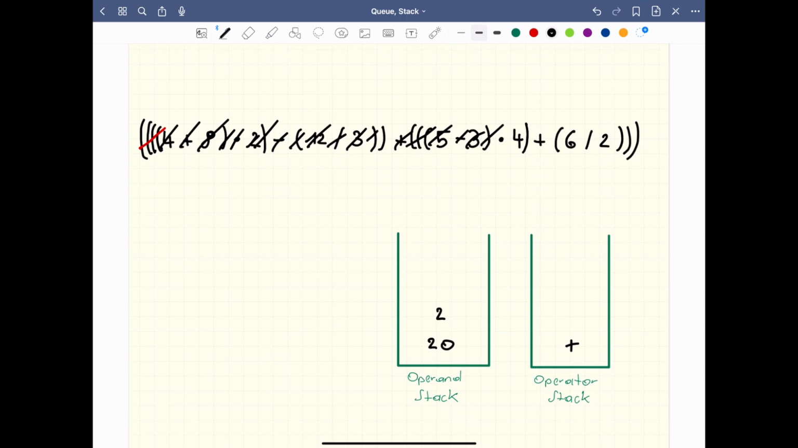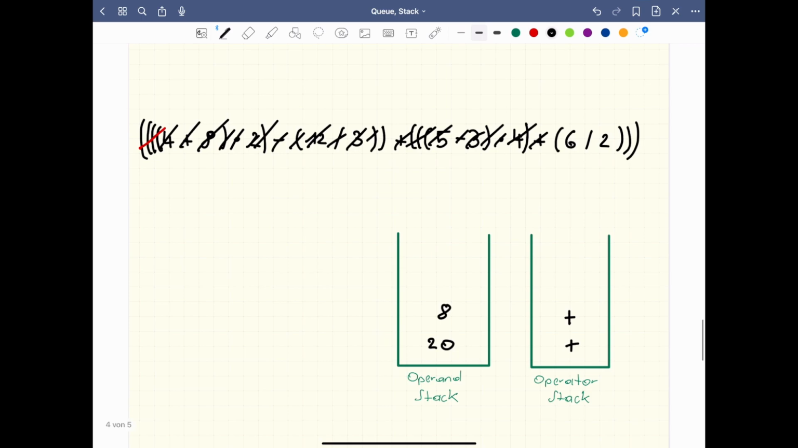Then we see we have the multiply sign again. We have a 4. And we are there with the next closing bracket. So we pop the multiply sign. We pop the 4. We pop the 2. 2 times 4 equals 8. So let's put the result to the stack. We have a plus. Let's put it there.